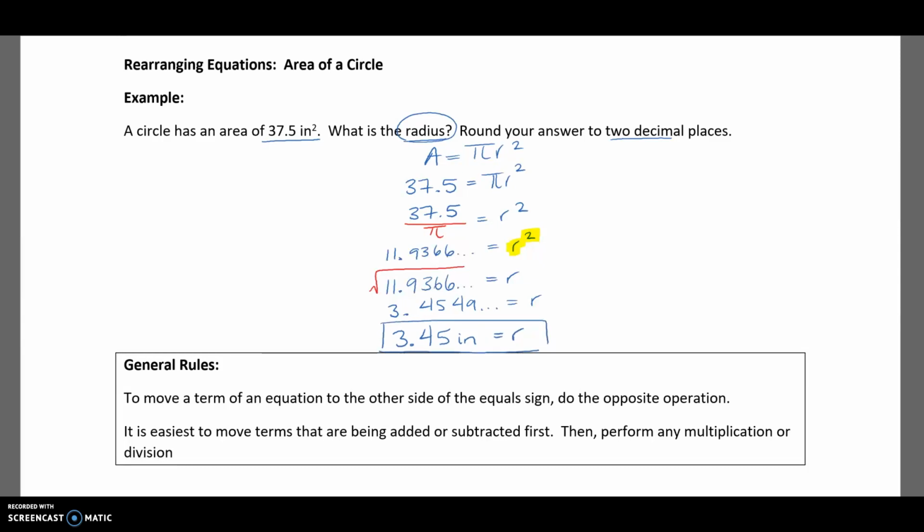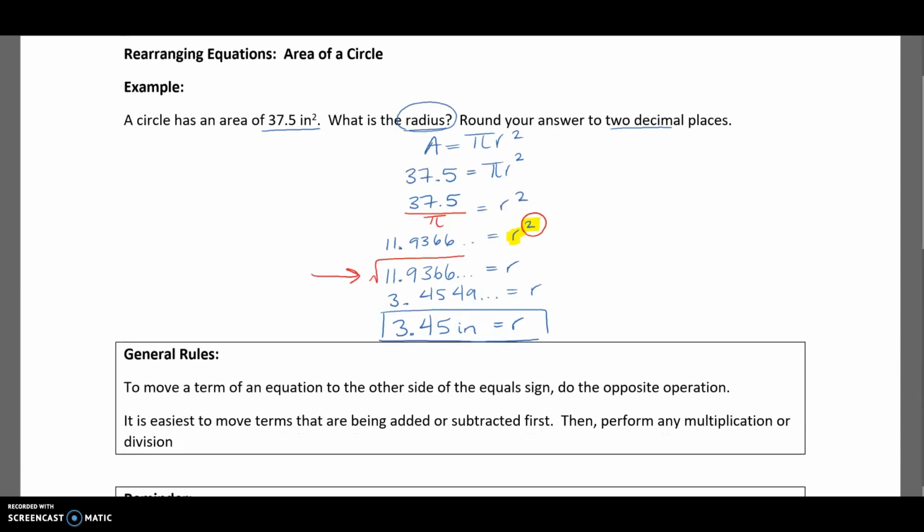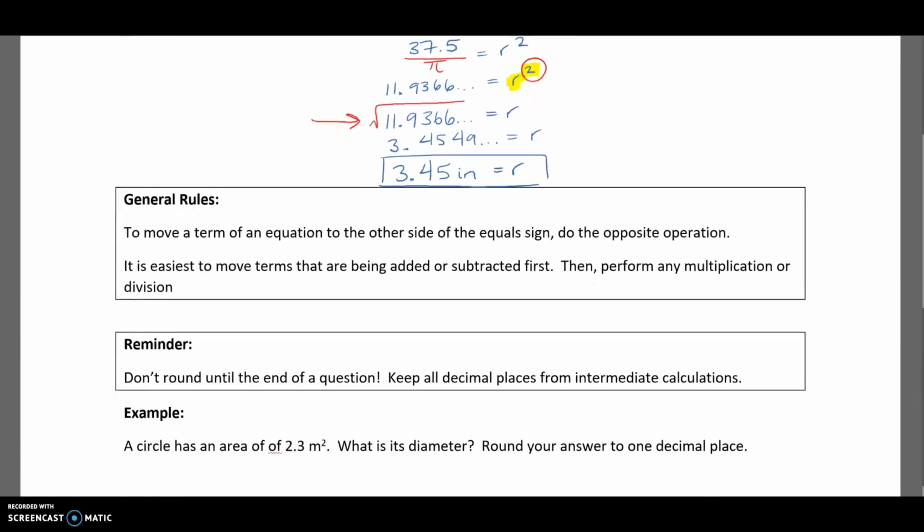So again, we followed the same rules for algebra. In order to move pieces of the equation around, when we need to move a piece to the other side of the equals, we do the opposite operation. The new pairing of operations we saw here was that the opposite of squaring is square rooting. We also saw that it's important to keep all the decimal places until the end of a question. So don't round until you get to your final answer.